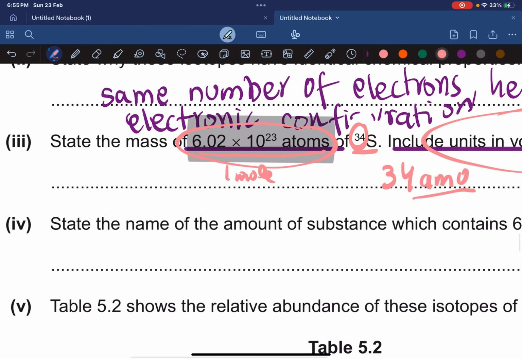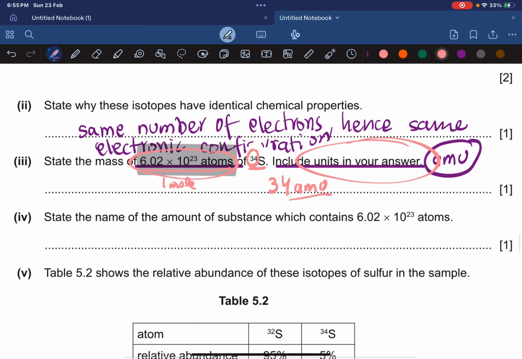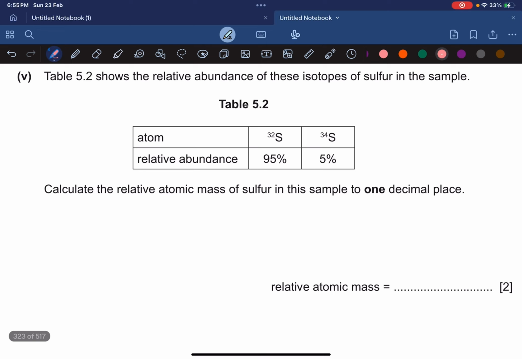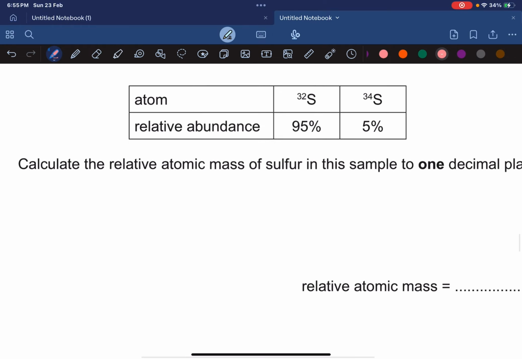Let's move on. State the name of the amount of substance which contained this. That was 1 mole of substance. That was what we had to figure out over here. Table 5.2 shows the relative abundances of these isotopes of sulfur. Calculate the relative atomic mass of sulfur in this sample to 1 decimal place. Okay, you have to learn this. I'm just going to do it, and that's a simple formula I'm using.